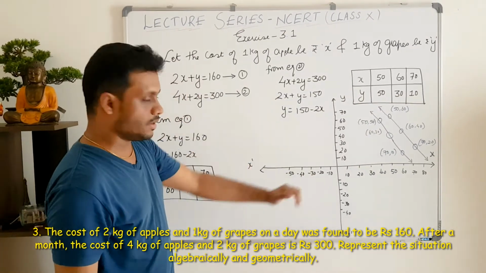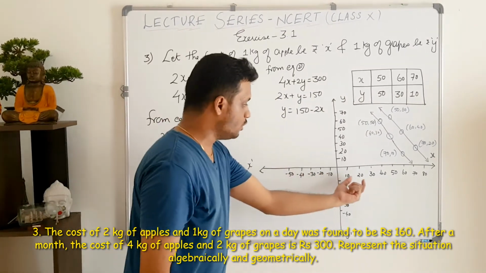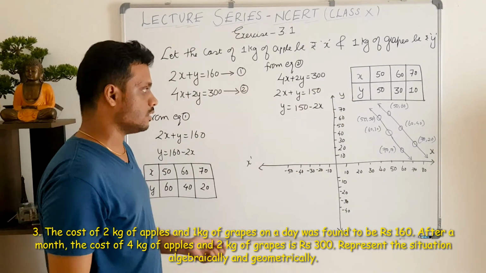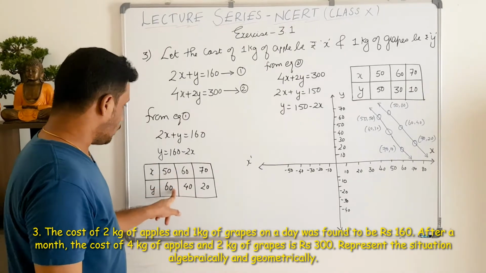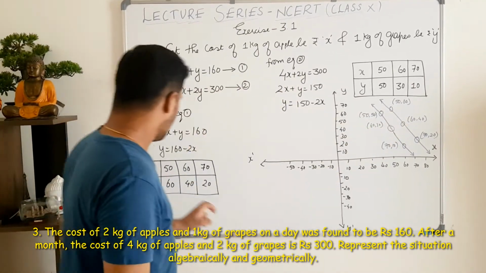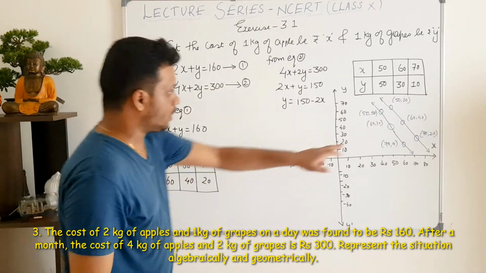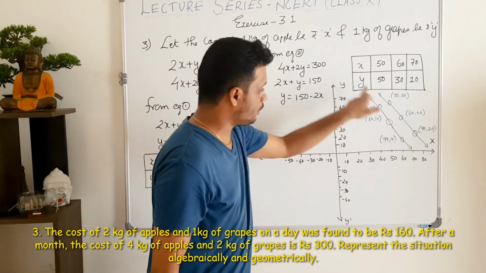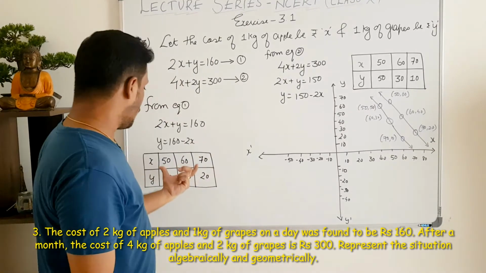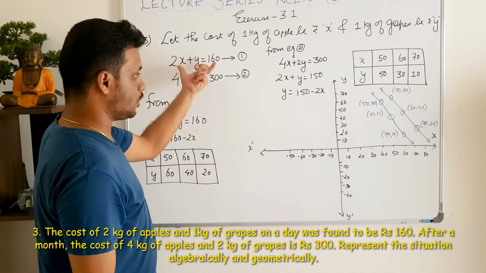Now let's represent them in a graph. So here I have taken 10 units as a scale because the data is in terms of tens. So first let's try to plot this point. X is 50, y is 60, which is here. Then x is 60, y is 40, the second point. Then x is 70, y is 20, the third point. So if I connect these 3 points, I get the line for the first equation.